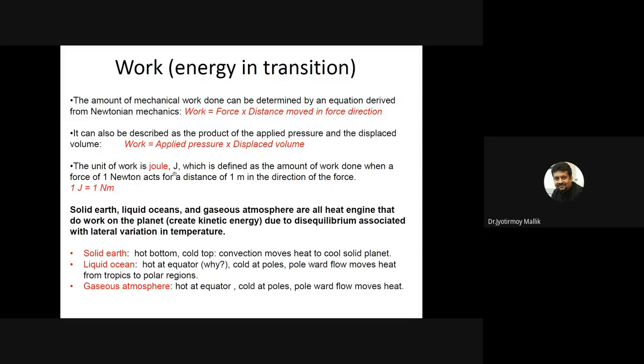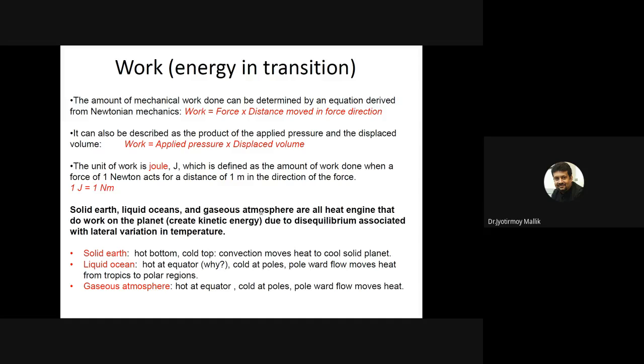The unit of work is the joule, or J, which is defined as the amount of work done when 1 Newton acts for a distance of 1 meter in the direction of the force. So 1 joule is 1 Newton meter.